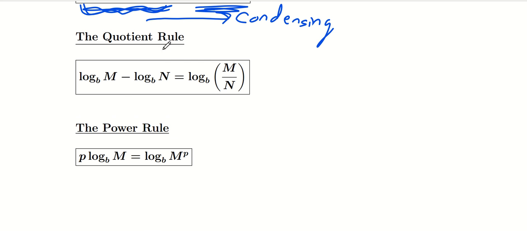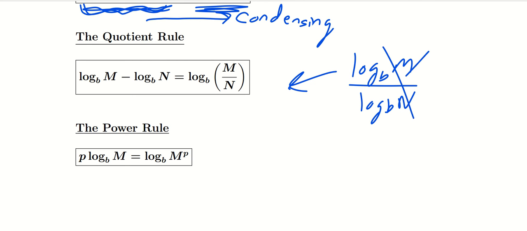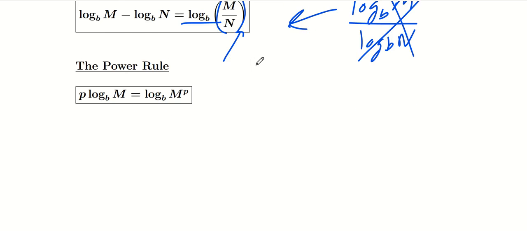Very similarly, we have the quotient rule. So if you have two logs of the same base that are being subtracted, we can condense that into a single log where it's going to be log base b of the first value divided by the second value. And it's important to note, I see a lot of students sometimes make a mistake on this. They'll try to do something like log base b of m divided by log base b of n. That is not correct. Okay? So it's just a single logarithm, and the division that's going on here, by the way, is taking place inside the log. So that's log base b of m divided by n.